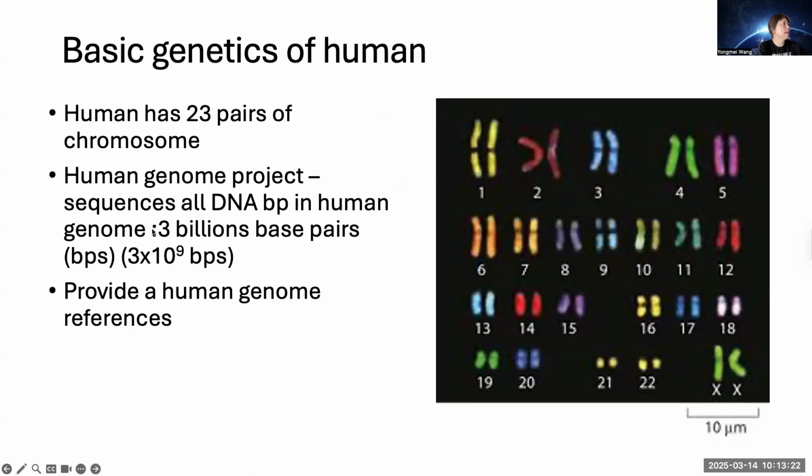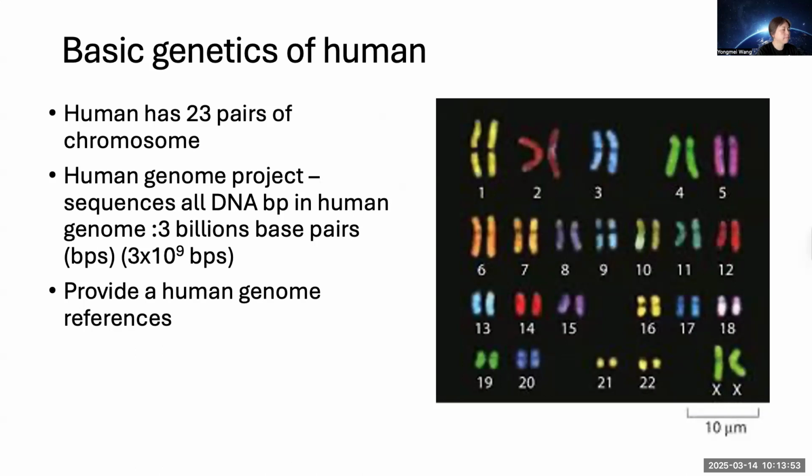The idea of the Human Genome Project is to sequence all of the base pairs in these 23 pairs of chromosomes. The total is about 3 billion base pairs, 3 times 10 to the 9. They want to sequence it and assemble it together into a reference map called the Human Genome Map. The whole idea was to have this map.